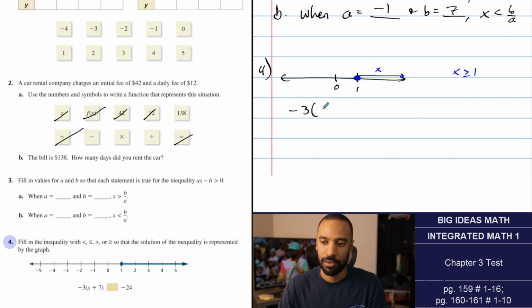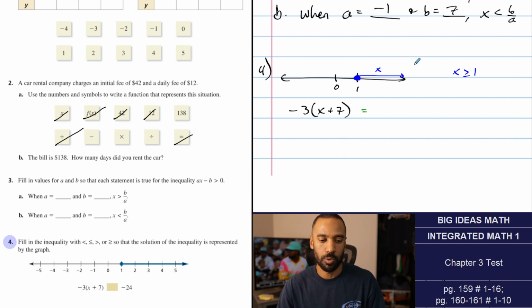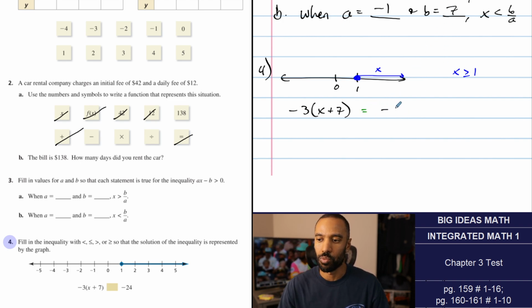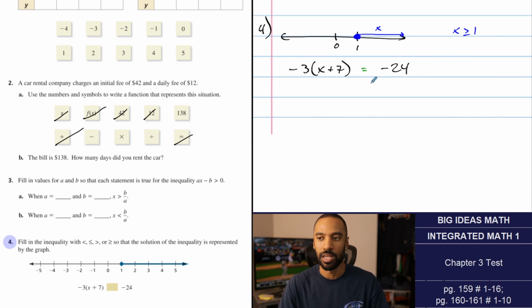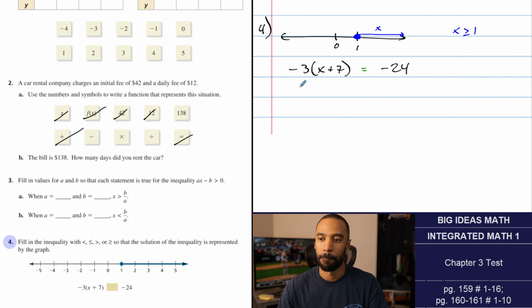Let's see. Negative 3 times x plus 7. Now I do this temporarily. I'm going to put an equal sign here temporarily. It's not going to be, it's going to be an inequality. We'll state if it flipped, and we'll change it later. Actually, let's do this. I'm going to divide by negative 3 straight up.